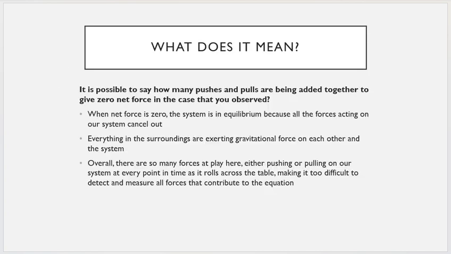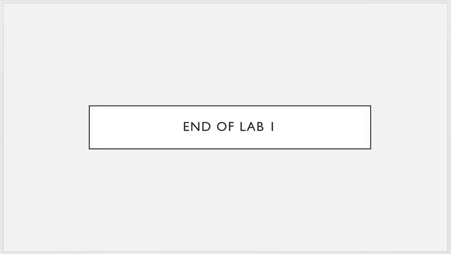What does this mean? Is it possible to say how many pushes and pulls are being added together to give 0 net force in the case that you observed? It would be difficult to say exactly all the pushes and pulls acting on our system because there are so many forces at play here, making it too difficult to detect and measure all forces that contribute to the equation, especially since everything in the surroundings is exerting gravitational force on each other and the system.